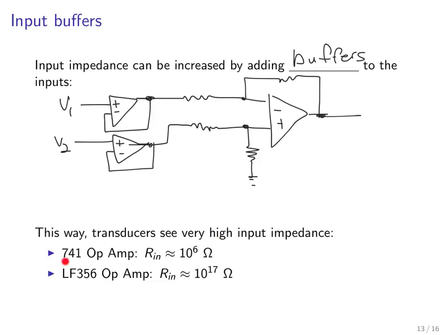For example, the 741 op amp that we'll use in the lab will have a resistive input of about a mega ohm. On the other hand, the LF356 op amp is a bit more expensive one. We also have a bunch of those though. And the input impedance of that one is 10 to the 17th, 11 orders of magnitude higher. Both of these numbers are typically going to be considerably higher than the combination R2 plus RG that we had on the previous slide.